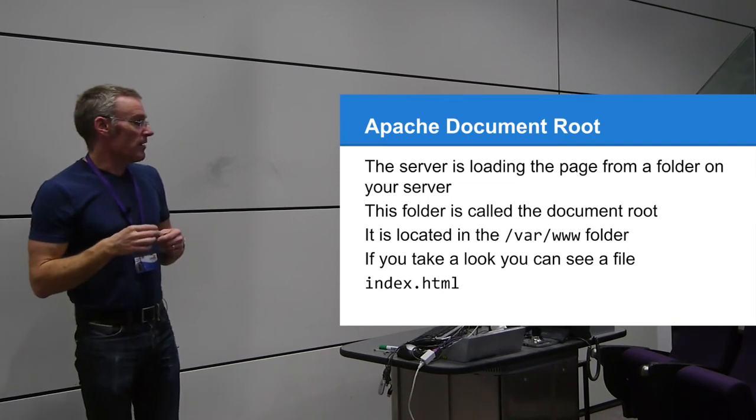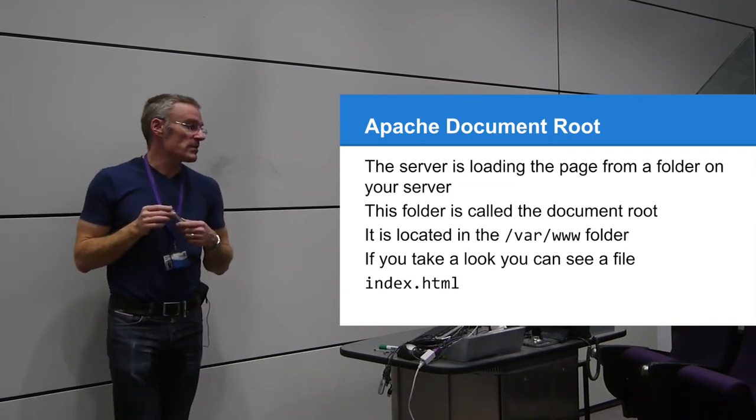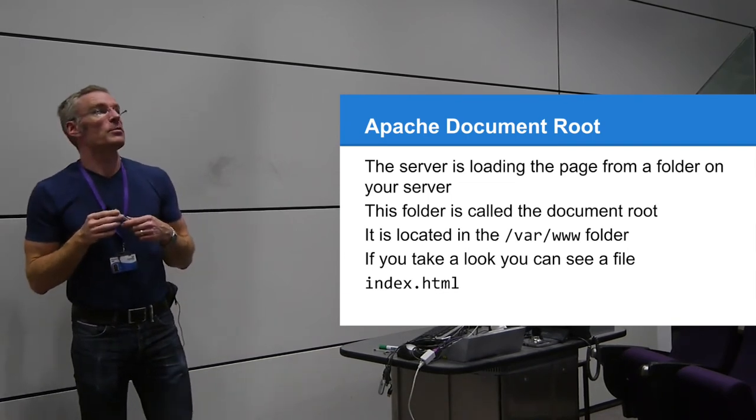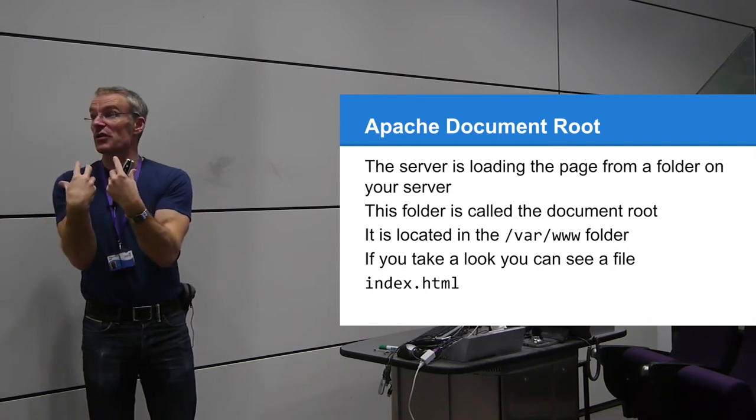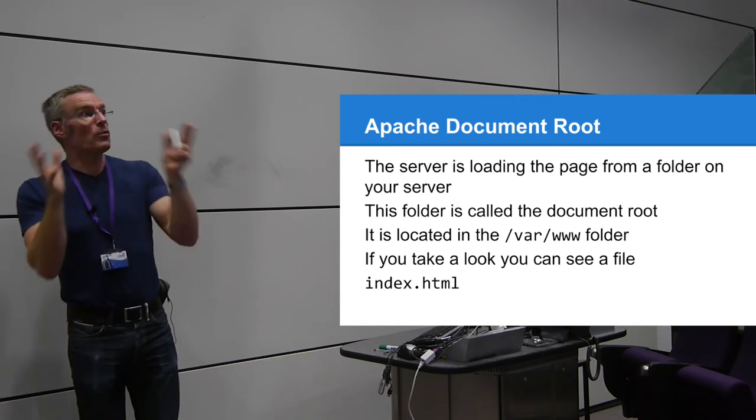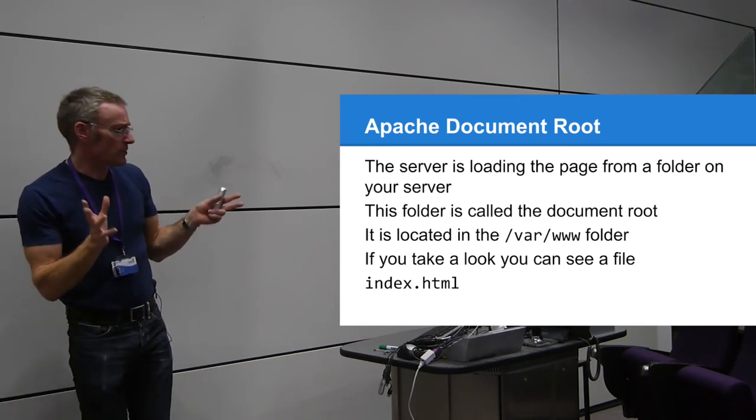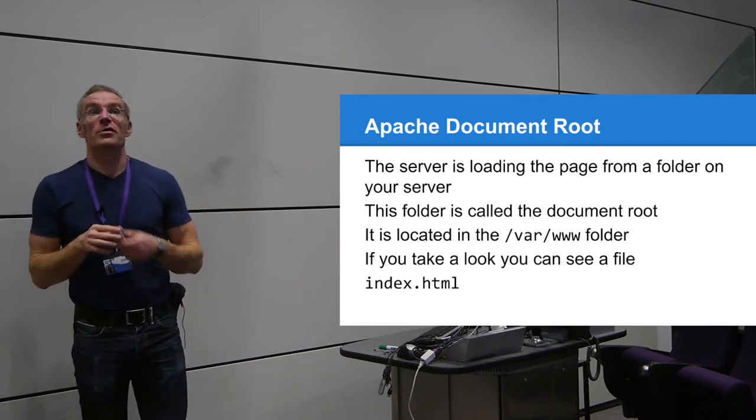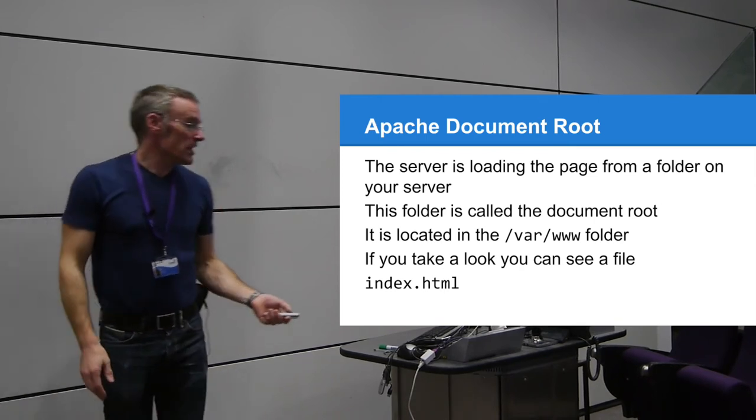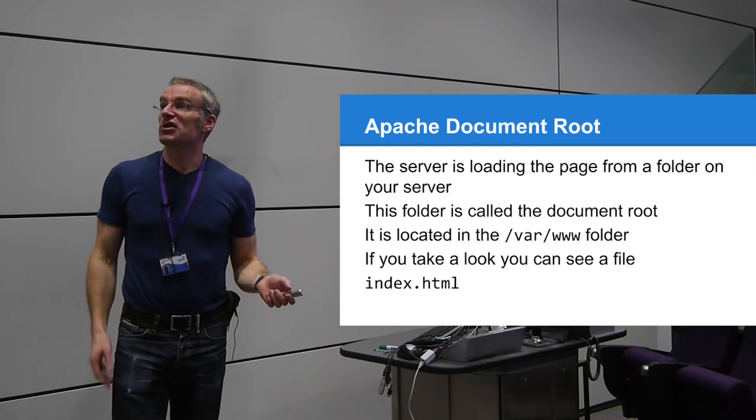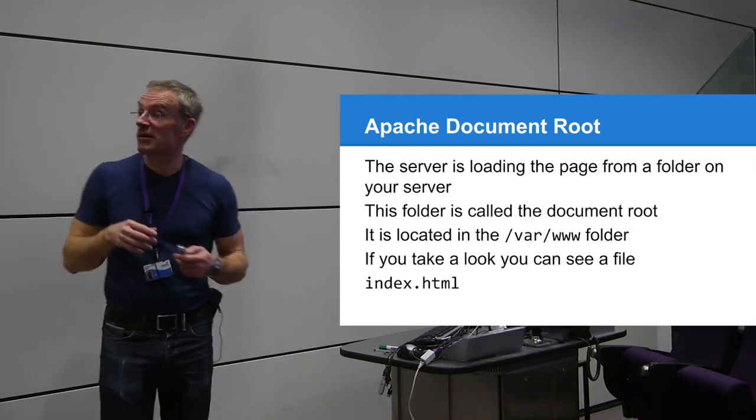Right, the standard Apache document root is /var/www. When you typed in the IP address, you got the file being served from that folder. So if you want a global website on your Raspberry Pi, stick it in that www folder. That's what gets served when you put the IP address in. And all that's there at the moment is an index.html file, which is what you saw when we popped up the browser.